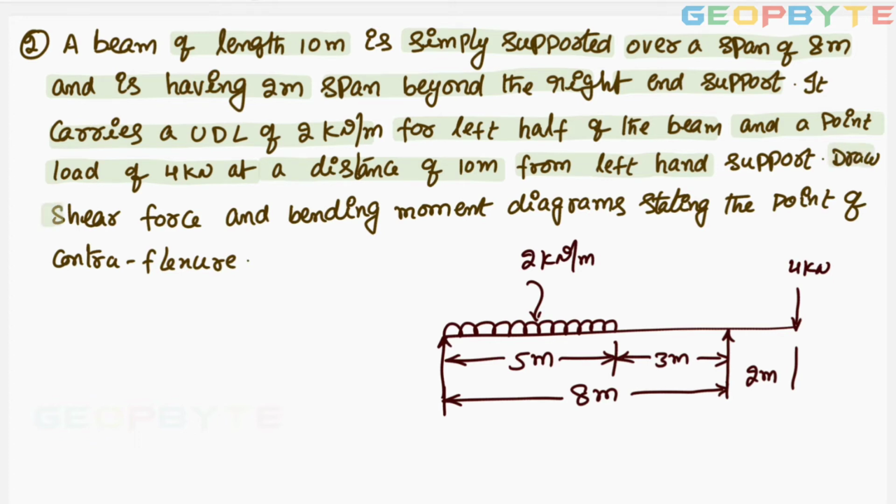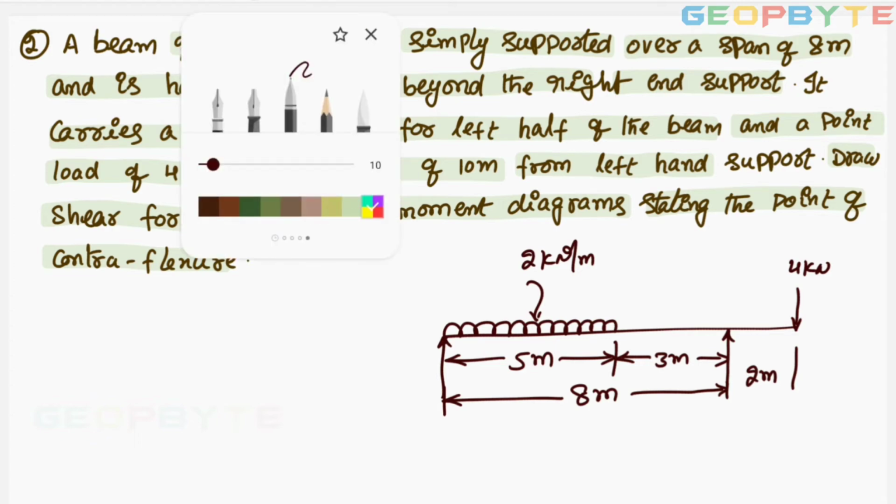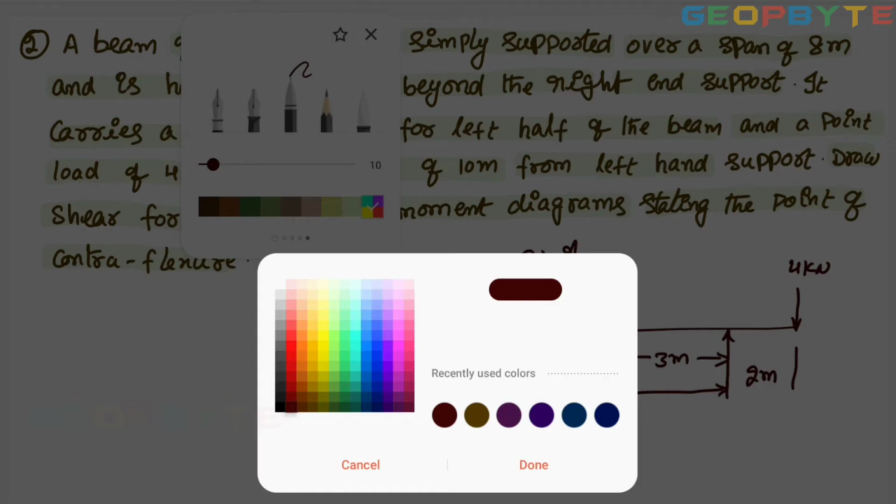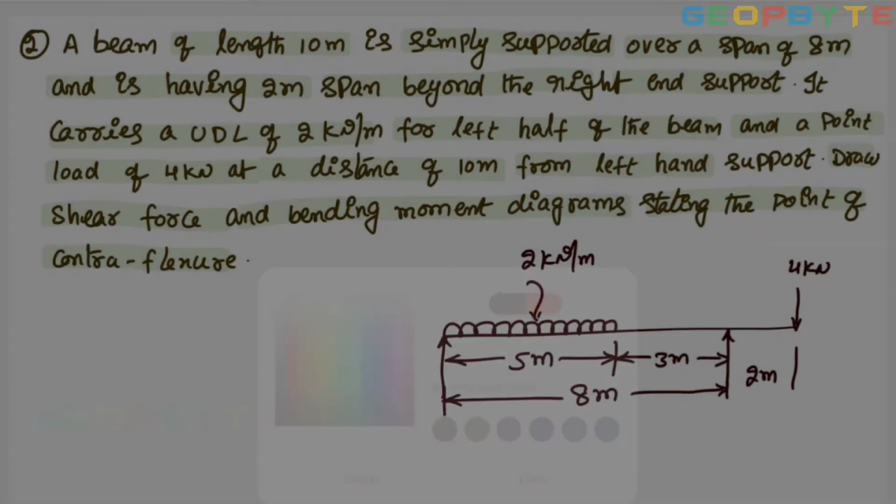Draw the shear force and bending moment diagrams stating the point of contraflexure. Point of contraflexure means the point where the bending moment diagram changes its sign from negative to positive or positive to negative. At that point of contraflexure, bending moment is 0. Now, first let us find the reactions at A and B.